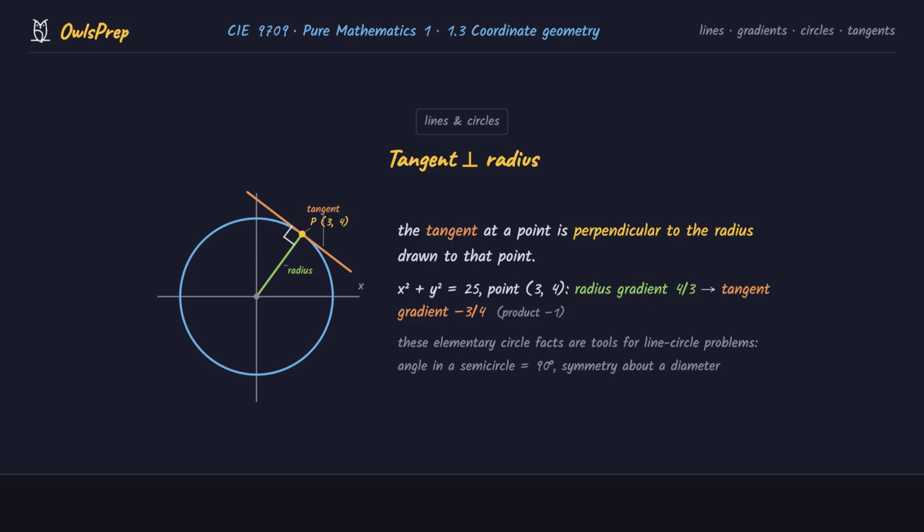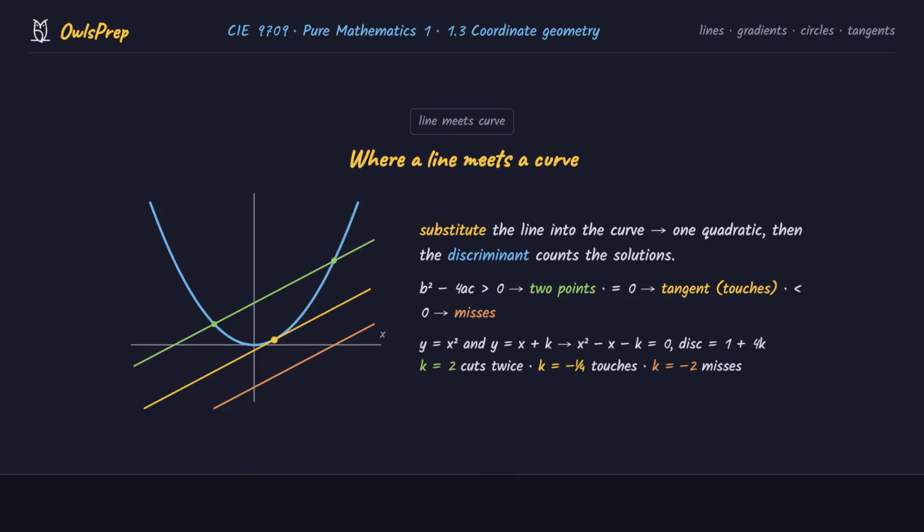These elementary circle properties are your tools for line and circle problems. Besides tangent perpendicular to radius, the angle in a semicircle is a right angle, and a circle is symmetric about any diameter. Bring them in alongside the algebra when a problem needs them. Finally, where does a line meet a curve?